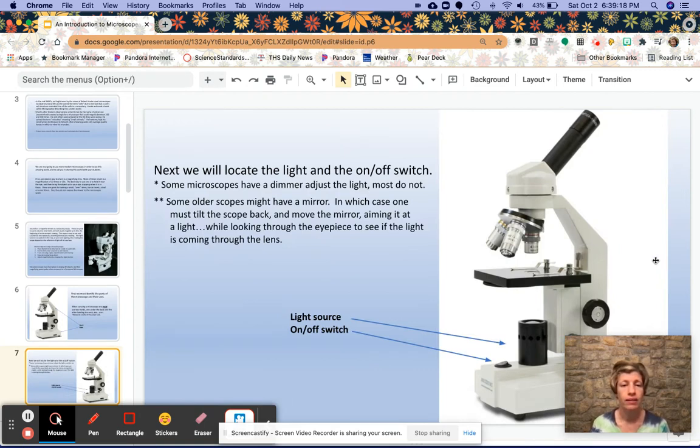Next, we will locate the light and the on-off switch. Some microscopes have a dimmer to adjust the light, most do not. Some older scopes might have a mirror, in which case one must tilt the scope back and move the mirror, aiming it at a light, while looking through the eyepiece to see if the light is coming through the lens.